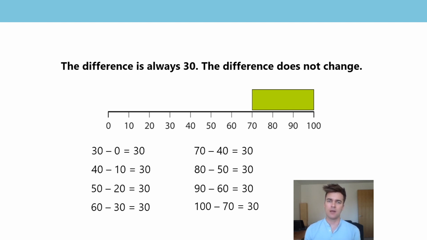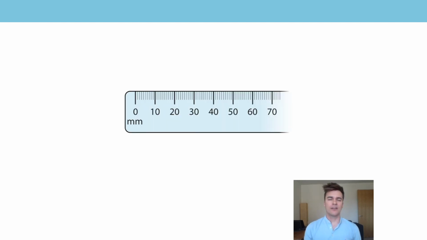So we have different numbers for the starting and end points of the rod, and we can represent those in our subtraction equations. Okay, I've got a ruler for you this time. What do you notice about the unit of measurement that this ruler is using? Millimeters.